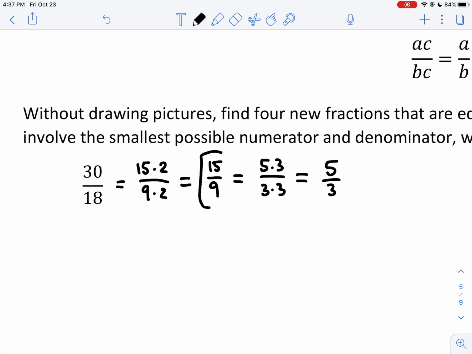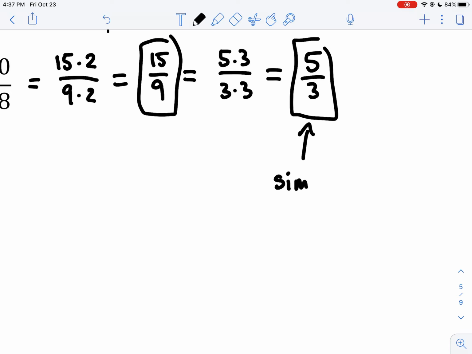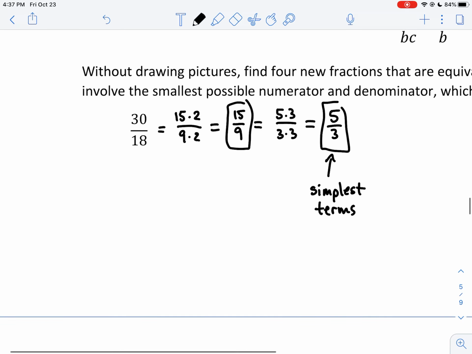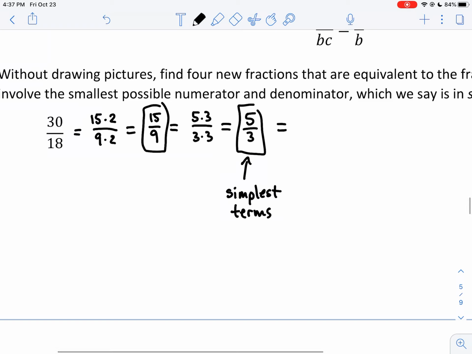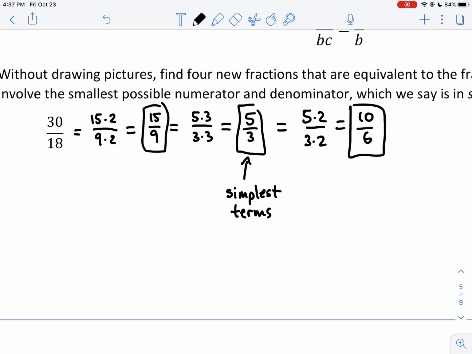Now we're supposed to find 4 new fractions. So let me circle the ones. Here's one new fraction. Here's a second new fraction. This is the one that we're saying is simplest terms. But we're supposed to do 4 more. So if I take the simplest terms and double the top and bottom, I create a new fraction. So I could say 10/6. Right? I could say, hey, double the top and double the bottom. And we have 10/6. There's another fraction that's equivalent to 30/18. Notice I could have got from 30/18 straight there by dividing top and bottom by 3. That would have taken me straight there.